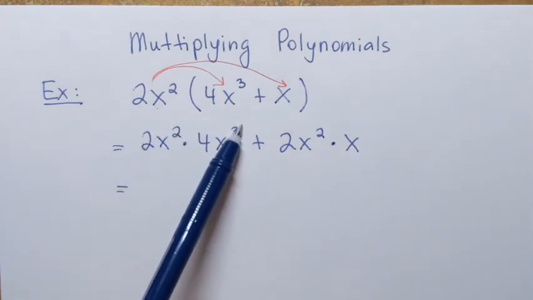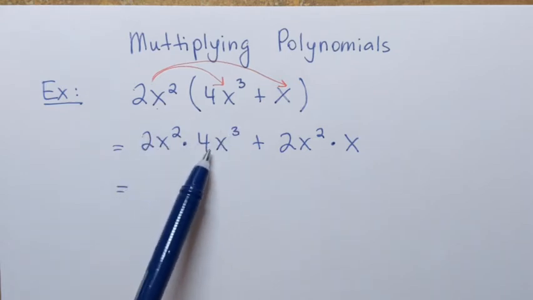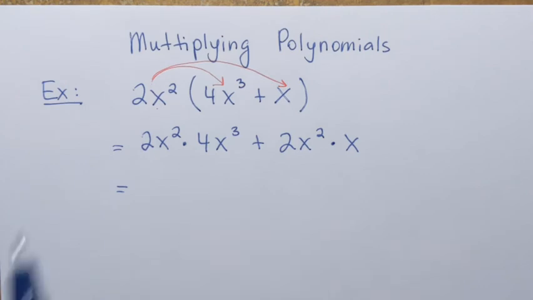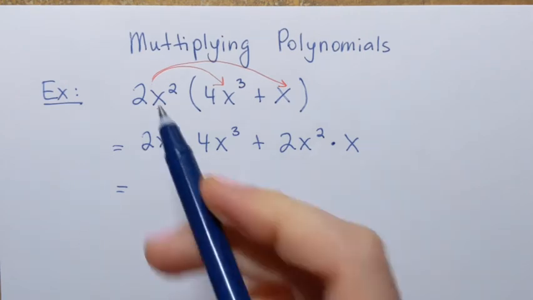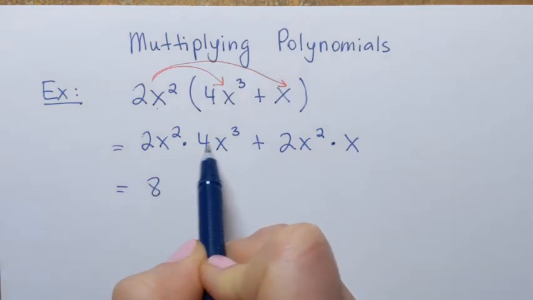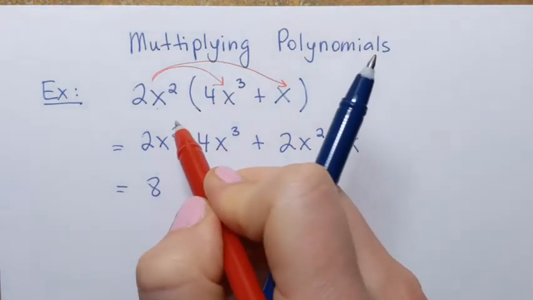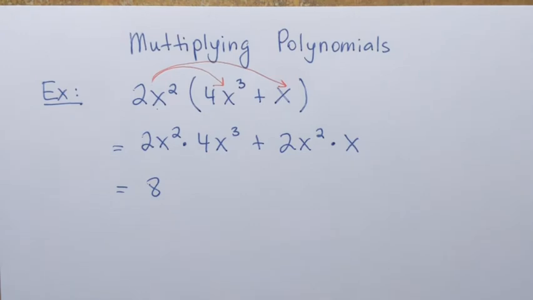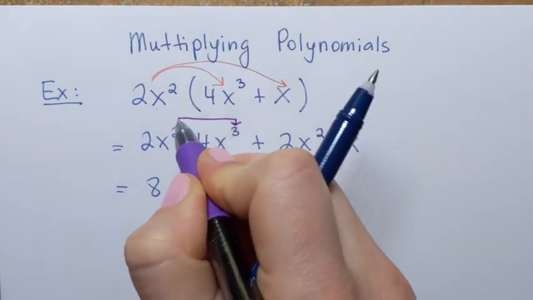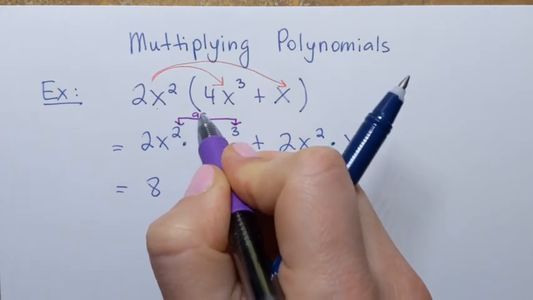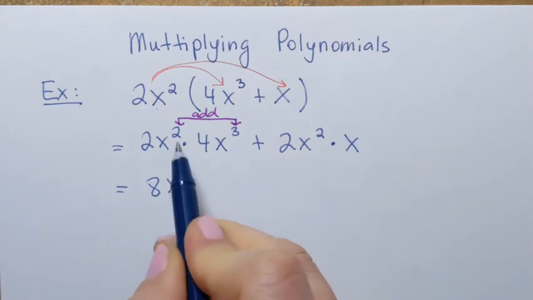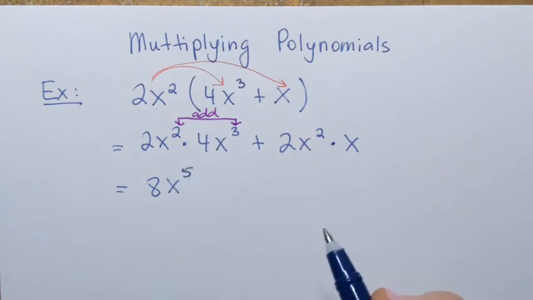So 2x squared times 4x cubed. Remember, numbers have to be multiplied together and then variables have to be multiplied together. So when I multiply numbers, it's 2 times 4, which is 8. And when I multiply same variables, I have to add their powers. So power of x is going to be 2 plus 3, which is 5.